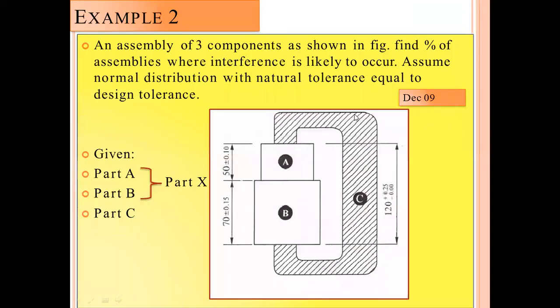Next, example number 2: how the tolerances are going to be calculated, that we will see. An assembly of three components is shown in the figure. Find the percentage of assemblies where interference is likely to occur. So these are the three components given: component A, component B, and component C. We have to find out what percentage of interference is likely to occur. Assume normal distribution with natural tolerance equal to the design tolerance. So here part A, part B, and part C. Part A and B together are called part X.